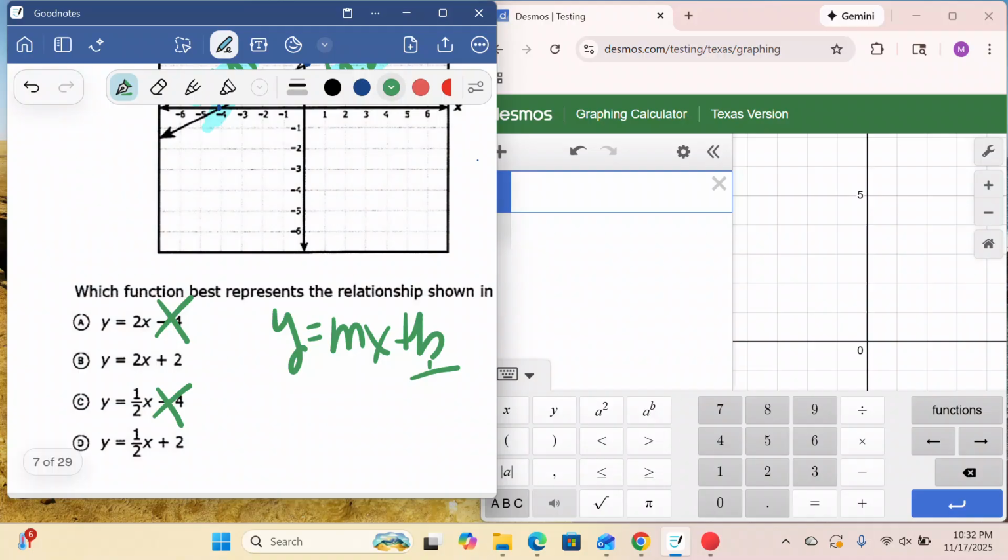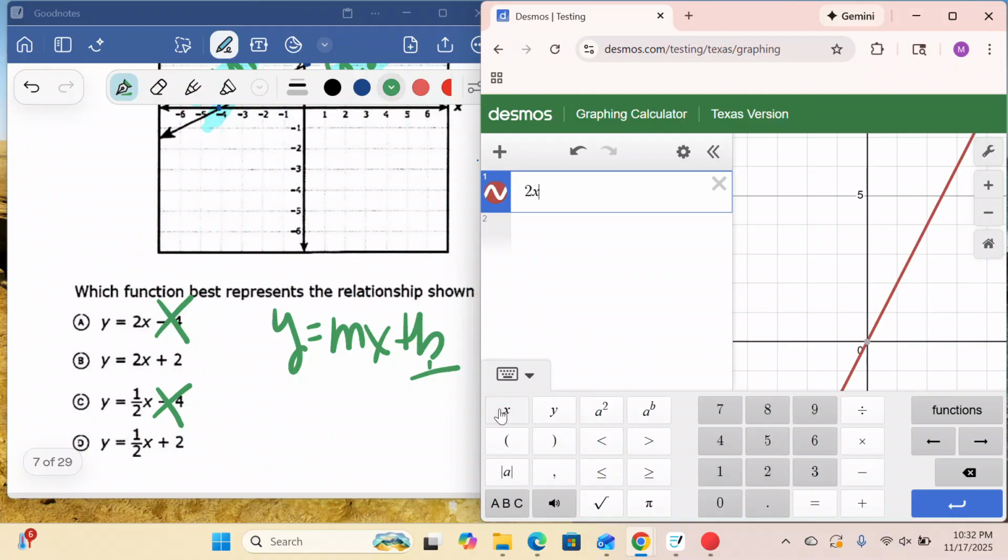Those are actually my x-intercepts, not my y-intercept. So now I have answer choices B and D. What I'm going to do is graph each one, and I can graph all 4 of them if I want to. I don't have to put my y, so I'm just going to put 2x, positive 2. And all I'm going to do is match up the graph.